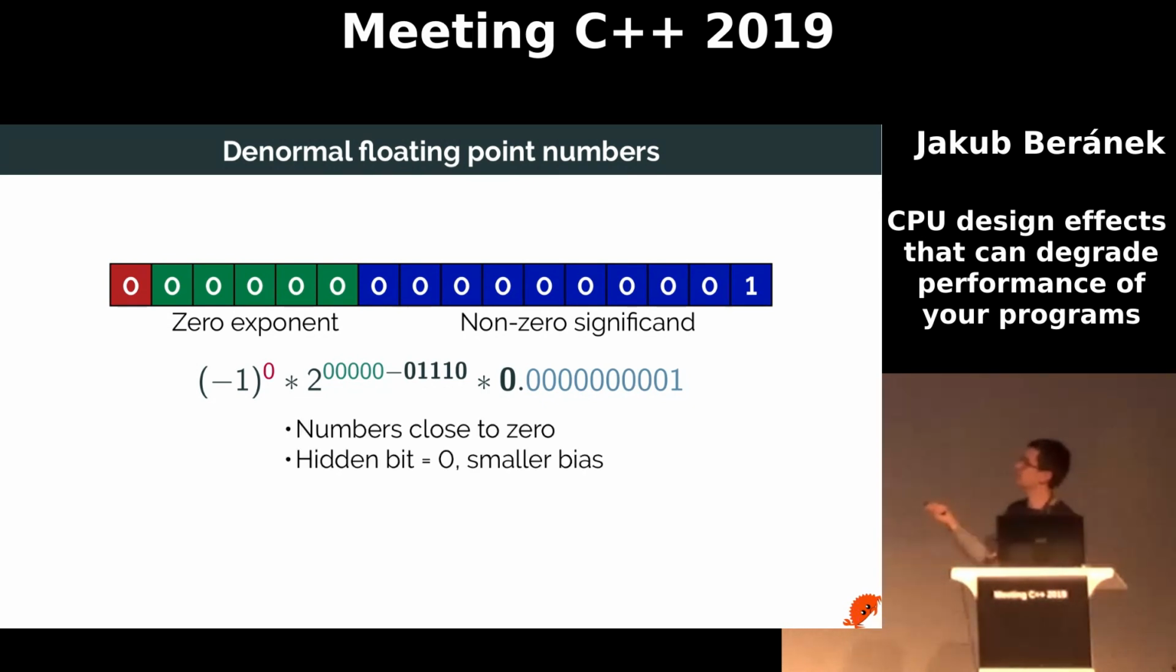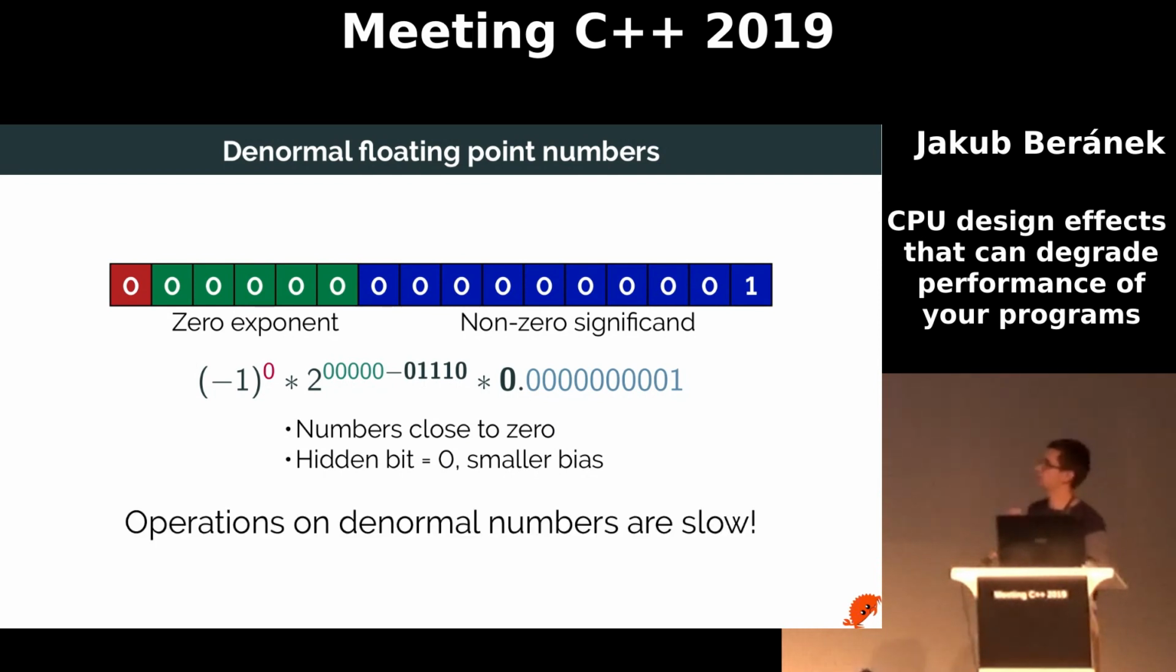And it represents numbers that are very close to 0. And they are kind of different to process than normal floating point numbers. Their hidden bit is not 1 but 0, and they also have a different bias, so the exponent needs to be handled differently. And the idea that we should know about denormal numbers is that operations on denormal numbers are slow.